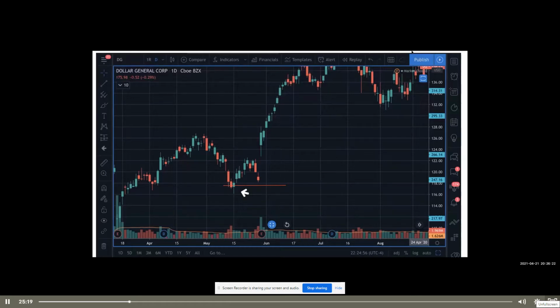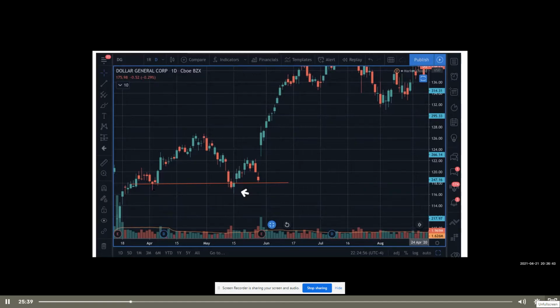So let me get my pen out. Undo. And then I'm going to draw a nice little support line going all the way across, right? Boom, right? So right here, you see a nice little support zone for Dollar General to get caught on.